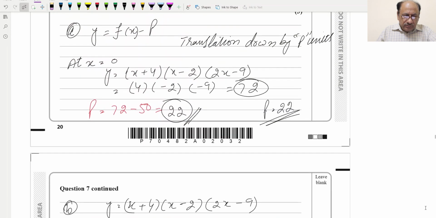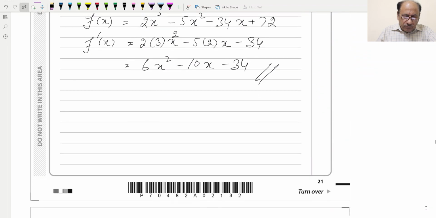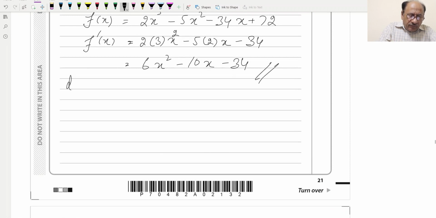C part we are done, and D part says, hence find the range of the values of x for which the gradient of the curve with equation y is equal to f of x is less than minus 18. This is a 3-mark question. The previous derivative question was 4 marks. So now for the D part we'll take the derivative, which is 6x squared minus 10x minus 34. We will take it equal to minus 18, and less than we will check when we write the inequality.